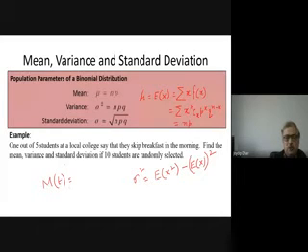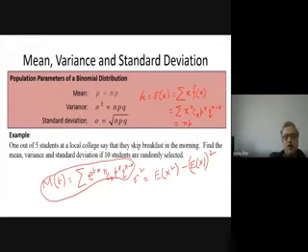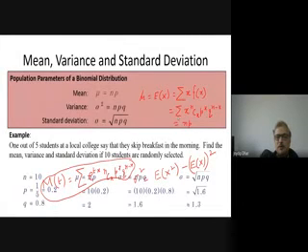So M(t) is nothing but e raised to the power tx, nCx, p raised to the power x, and q raised to the power n minus x. First we sum this up, and then we differentiate with respect to t. We can get the mean, variance and standard deviation. I'm skipping this because from school level we know the mean of a binomial distribution, so I'm going further.